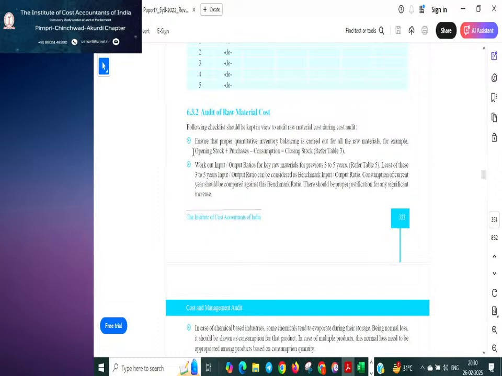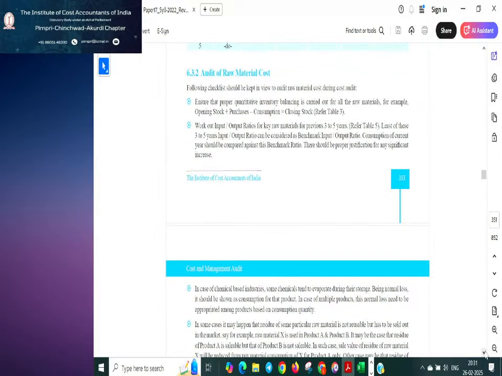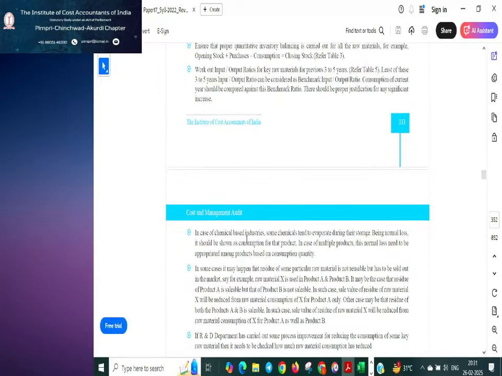Then work out input output ratios. We have done that input output ratio, yes. Then in case of chemical based industries, what happens? Some chemicals tend to evaporate during their storage, which will be taken as normal loss divided by the quantity which is available. So for normal loss, every time the denominator will be the quantity that is available, the good quantity. Once it has escaped into the air, you cannot do anything. Whatever is remaining quantity is the quantity which is available. So that will be taken into consideration.